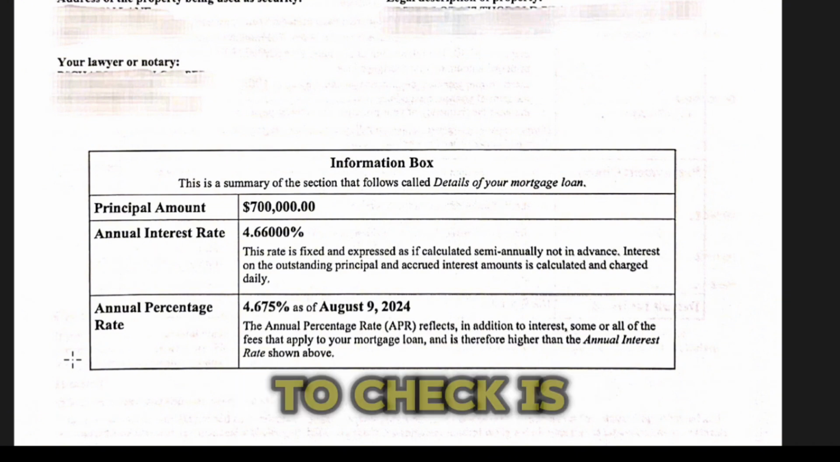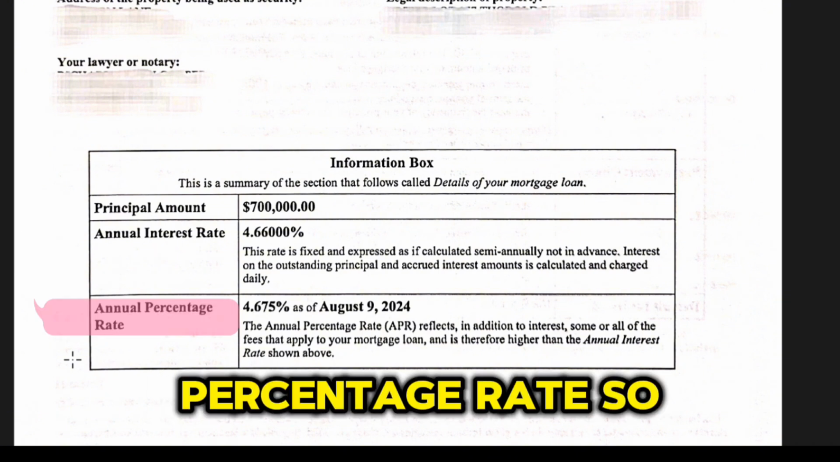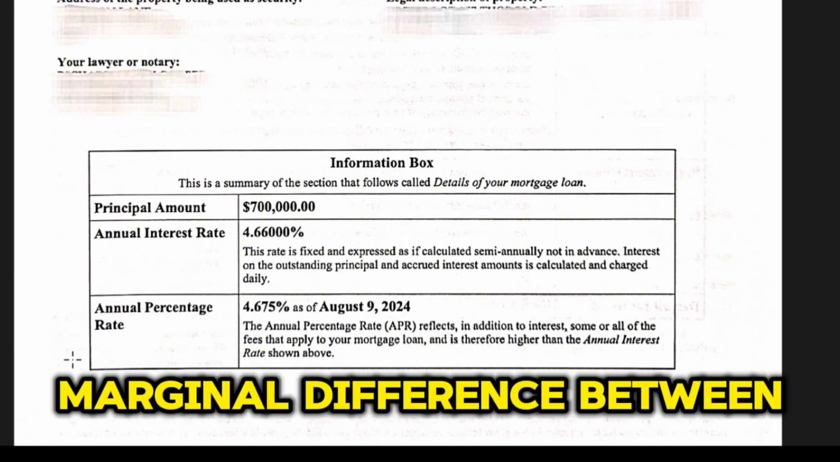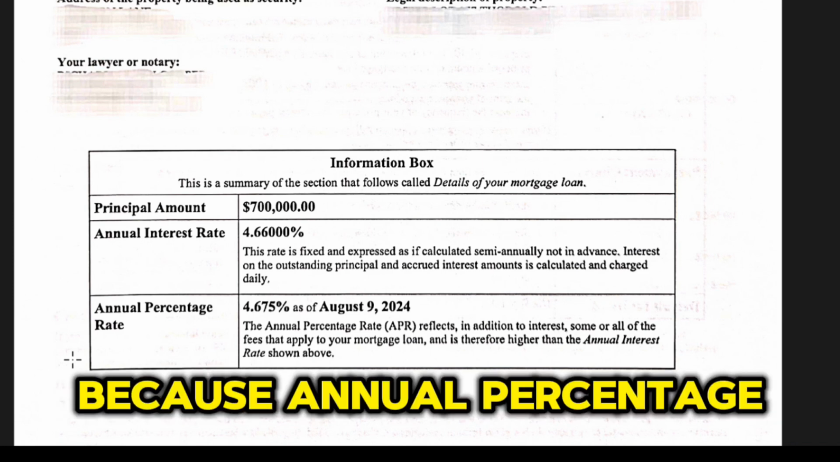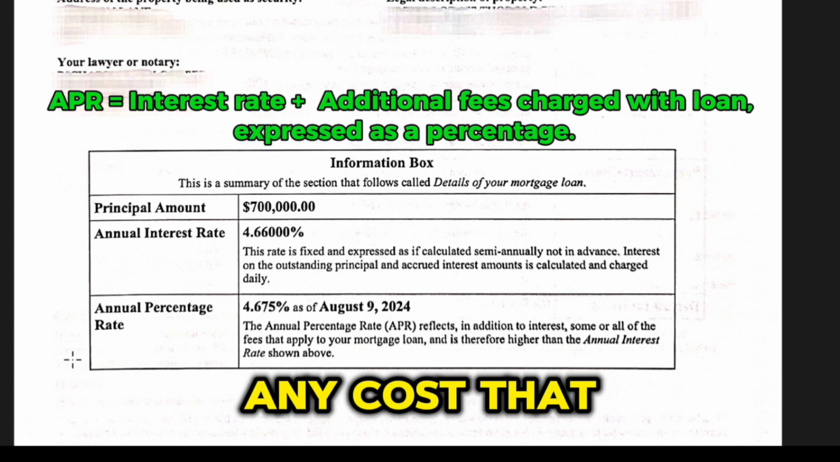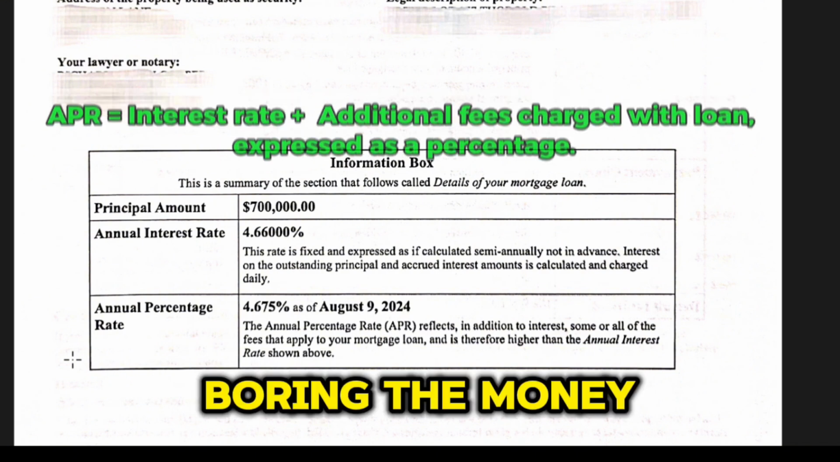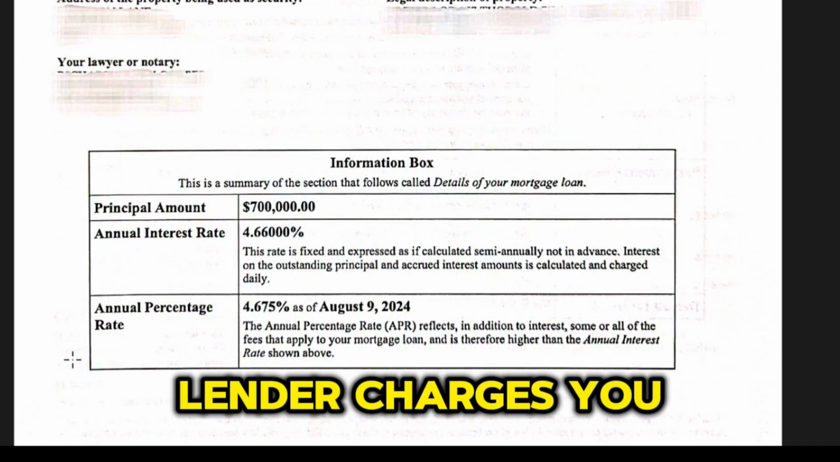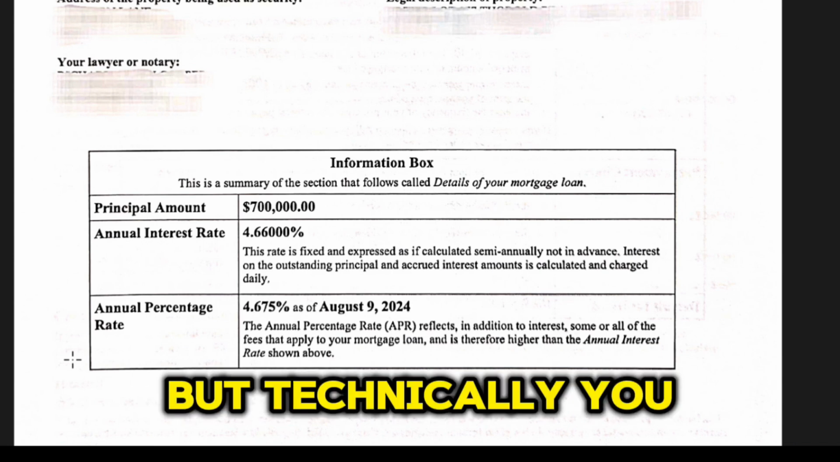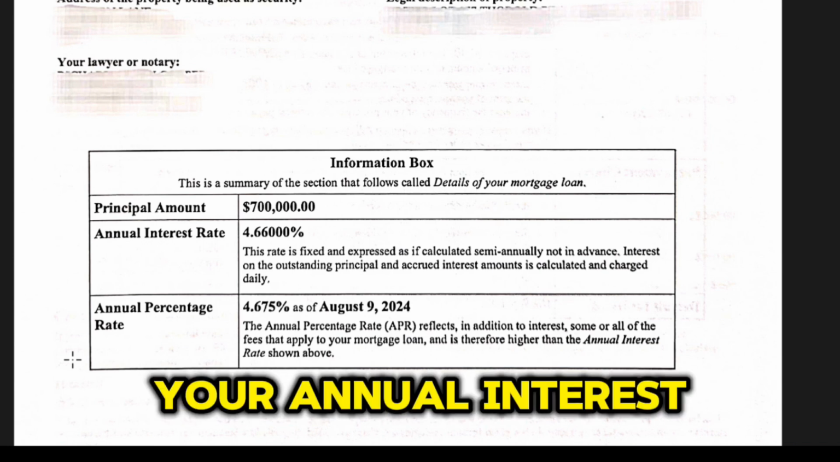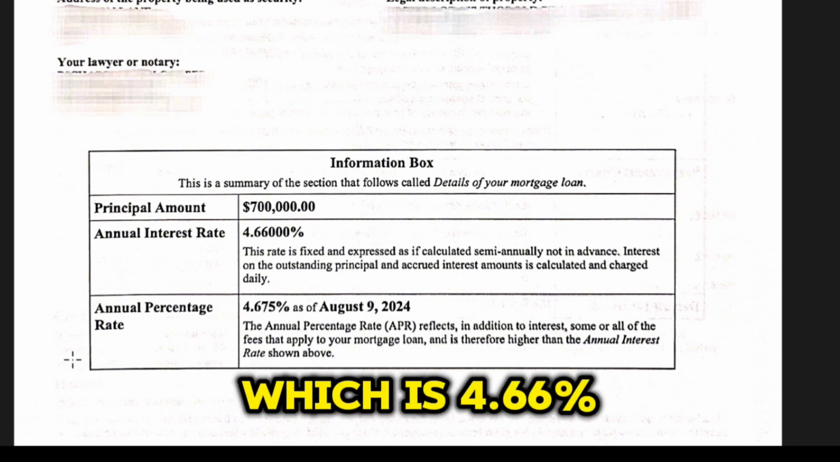The next thing you need to check is the annual percentage rate. If you see, there is a very marginal difference between the APR and your contracted interest rate. Why? Because the annual percentage rate involves any cost that is involved in borrowing the money. Normally the lender charges you an appraisal fee when you are borrowing. The appraisal fee can range from $300 to $500, but technically you just need to take care of your annual interest rate, which is 4.66% in this case.